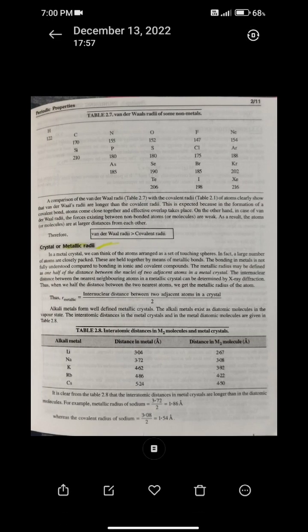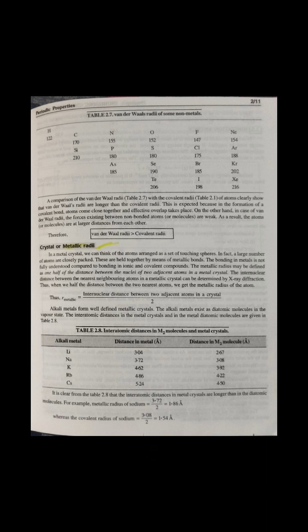Now we discuss crystal or metallic radii. In a metal crystal, we can think of atoms arranged as a set of touching spheres. In fact, a large number of atoms are closely packed. They are held together by means of metallic bonds. Bonding in a metal is not fully understood compared to bonding in ionic and covalent compounds.